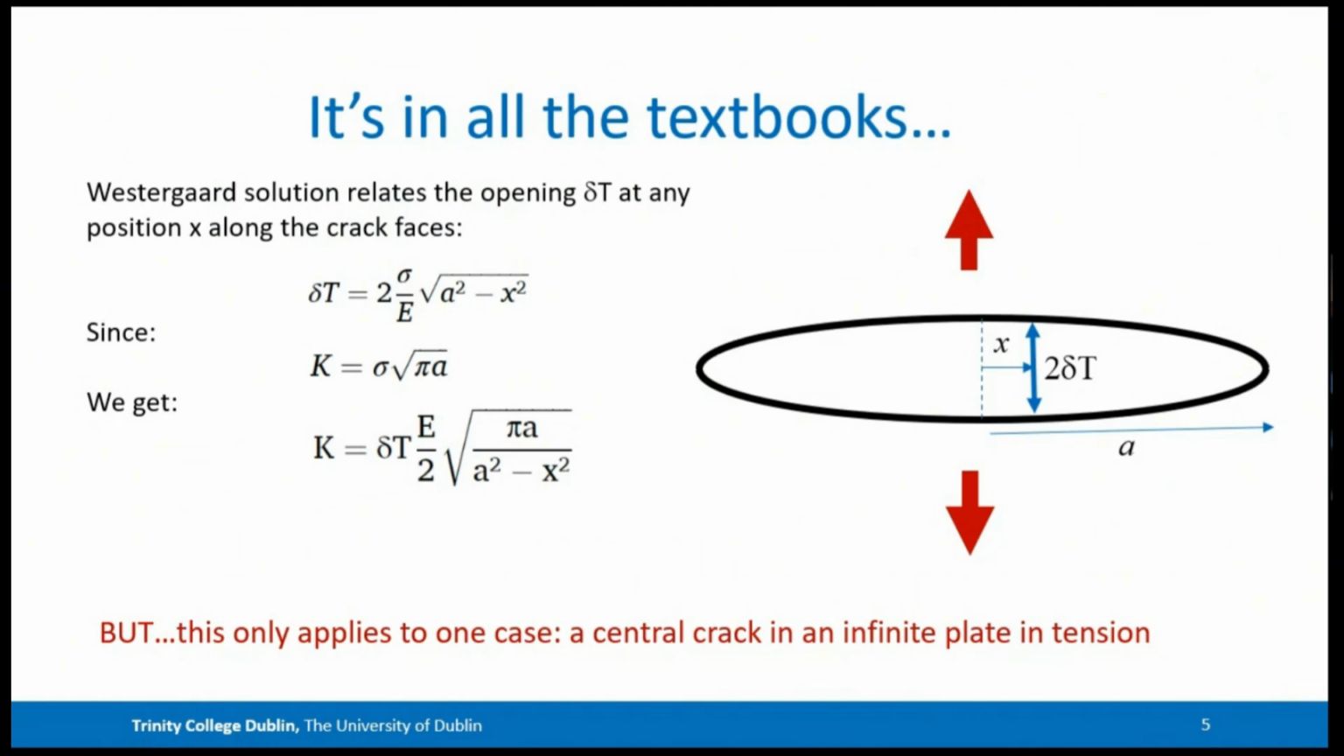So if we simply substitute K is sigma root pi a into that equation, we've now got K as a function of the opening of the crack, Young's modulus, and these geometrical parameters. So suddenly we don't need to know the stress if we can measure that crack opening. Now, the current problem is that this only applies to one particular case, which is a central crack in an infinite plate in tension. Westergaard didn't derive it for anything else, and as far as I know, so far nobody else has come up with the equivalent of this equation for other types of loading, other types of bodies.